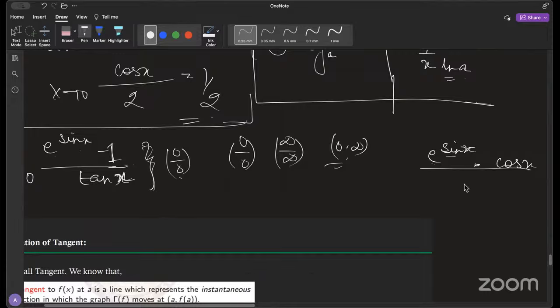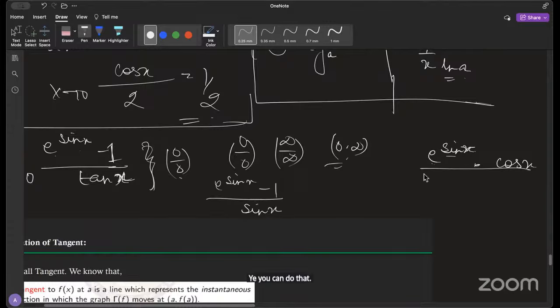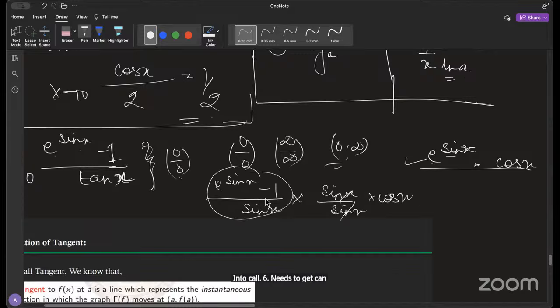Are you suggesting any other method for this? Yes, ma'am. I was saying that we don't have to use L'Hopital here, I think. Like we have one formula, no? It will have e to the power sin x minus 1 divided by sin x into sin x. Yeah, you can do that. But yes, you can apply L'Hopital's too. If someone can come up with this thing, sin x and tan x, so this is sin x into cos x. So cos 0, 1 will be there. This gets cancelled, and I think this goes to 1.